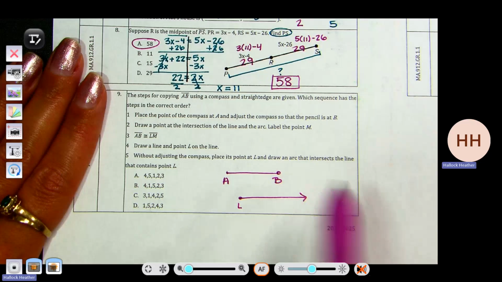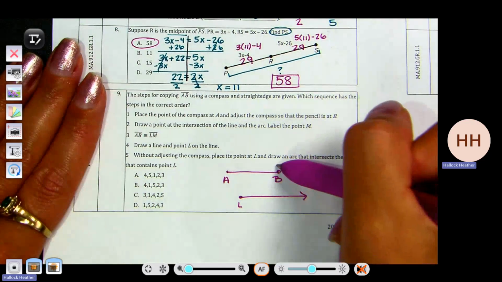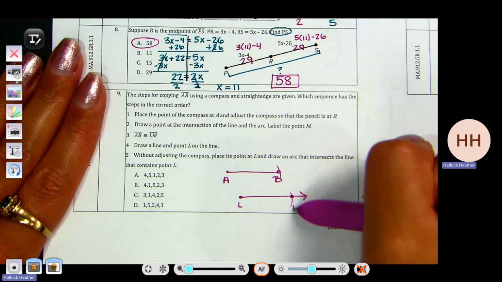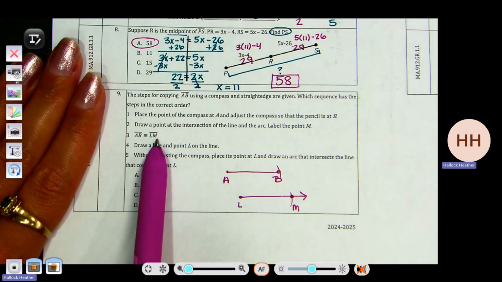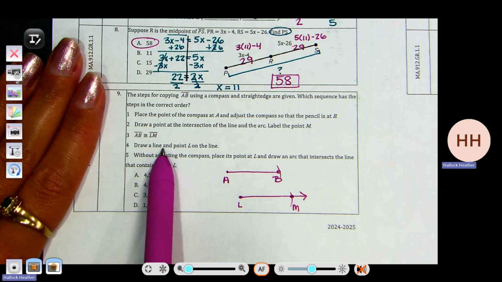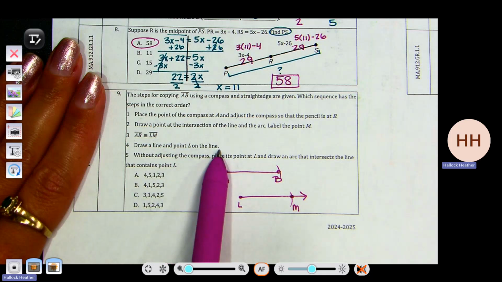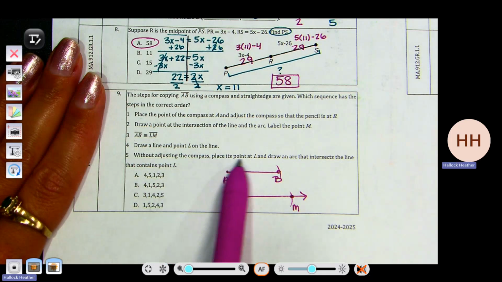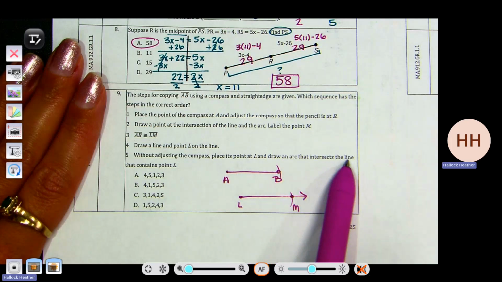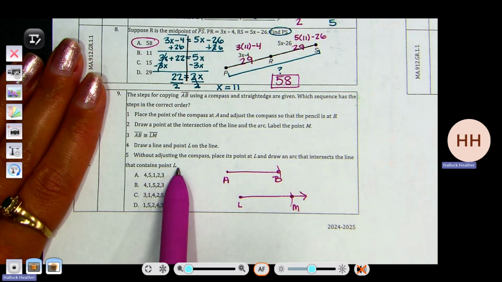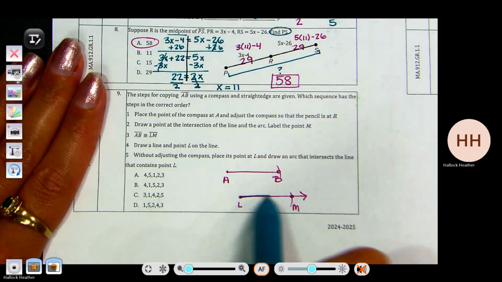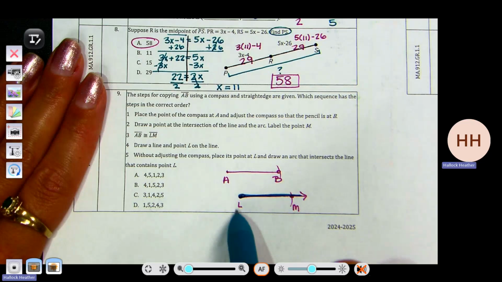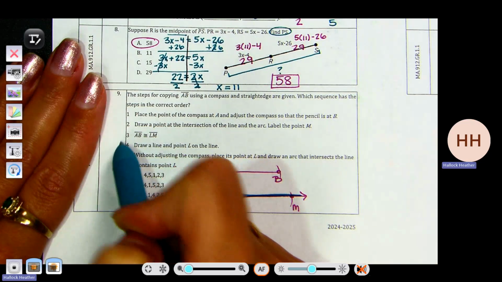And then you would draw your ray. And then this is where you would make your arc mark, and then you would bring it down, and this would be M. So AB is congruent to LM. That is a congruency statement. That would be like the last step because you're saying that they're congruent. Draw a line and point L on the line. Without adjusting the compass, place the point at L and draw an arc that intersects the line that contains point L. So the first step that you need to do is you're drawing the original ray and you're putting a point and calling it L, which is the beginning one. So this would be step 1.